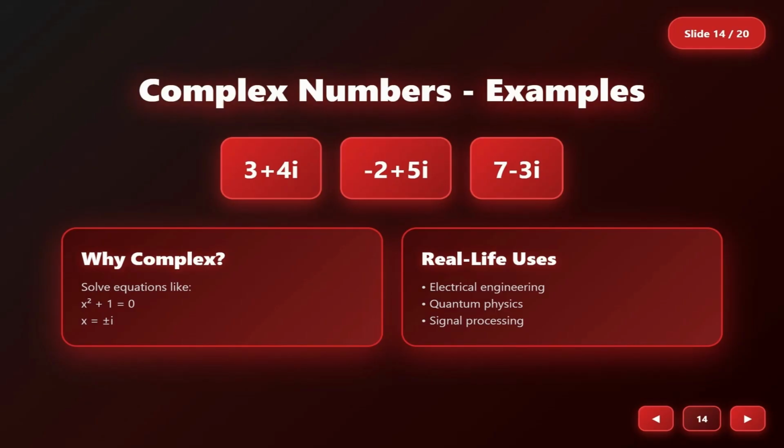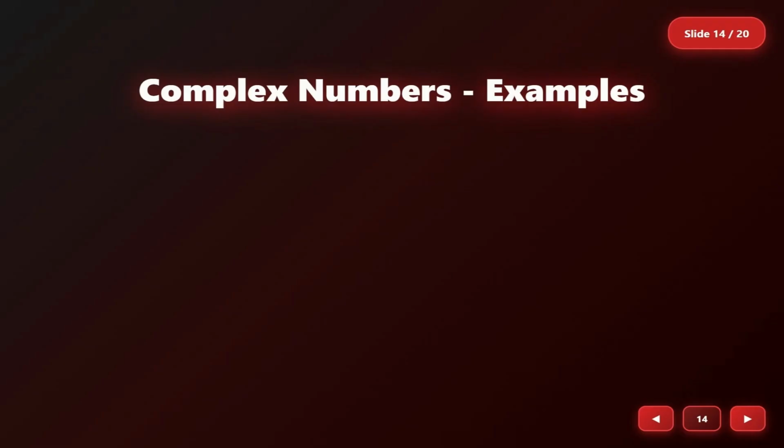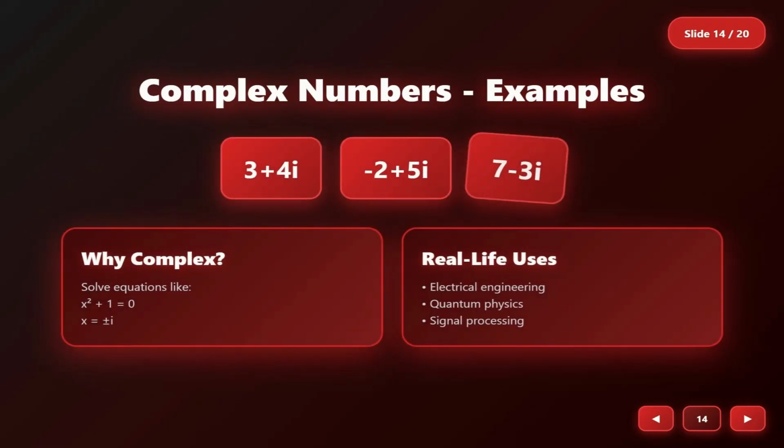Let's see complex numbers in action. As you look at the screen, there are examples. Why do we need complex numbers? To solve equations like x squared plus 1 equals 0. In regular math, there is no solution. But with complex numbers, x is equal to plus or minus i.